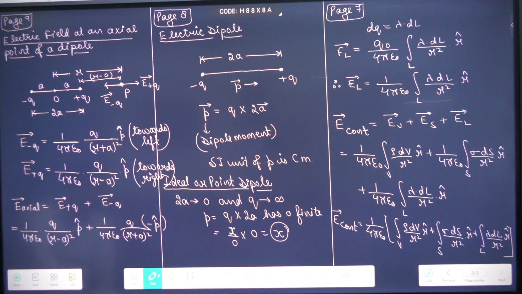Is this clear to you why I have taken minus P cap here? Yes, sir. Okay. If you have noted down till here, then can I move to the next slide? Yeah. Okay. Now 1 upon 4 pi epsilon naught and Q, these terms are common. P cap is also common.